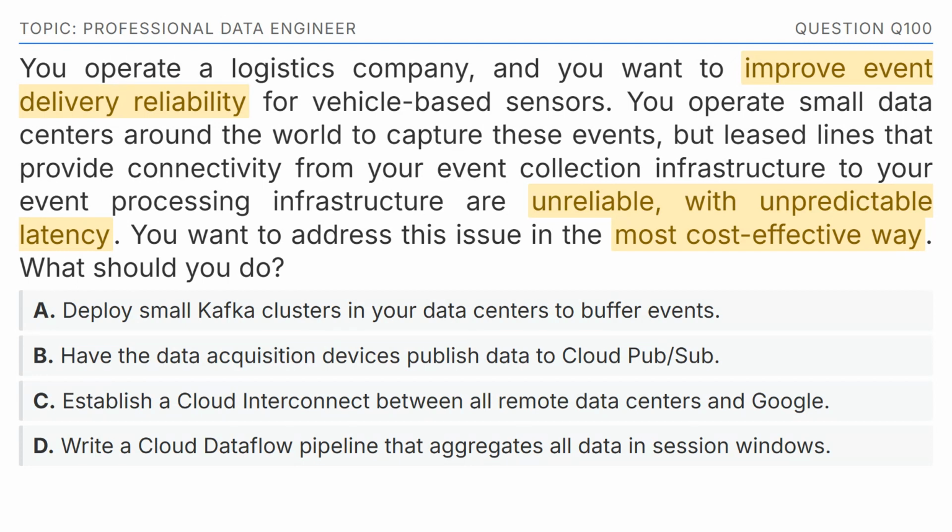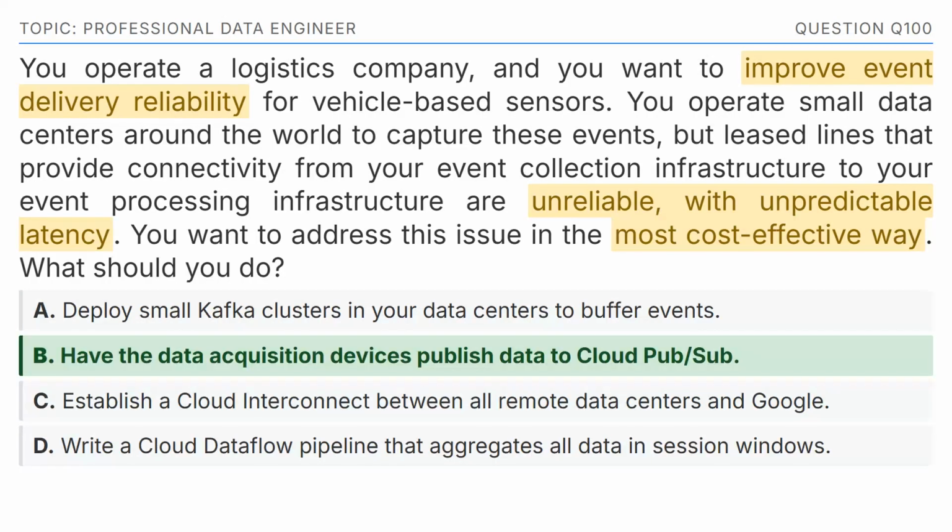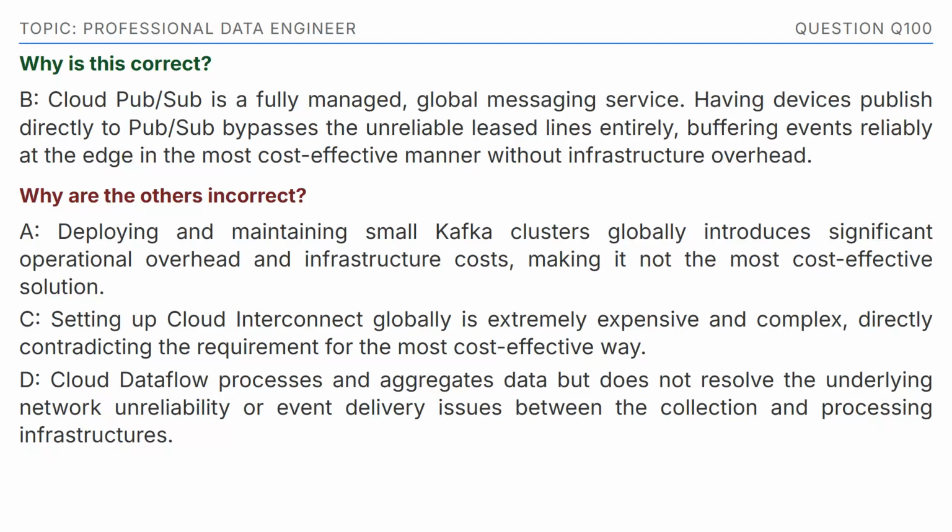To arrive at the correct answer, we focus on the keywords: improve event delivery reliability, unreliable, with unpredictable latency, most cost-effective way. The correct answer is option B, have the data acquisition devices publish data to Cloud Pub/Sub. Why is this correct? B. Cloud Pub/Sub is a fully managed, global messaging service. Having devices publish directly to Pub/Sub bypasses the unreliable leased lines entirely, delivering events reliably at the edge in the most cost-effective manner without infrastructure overhead.